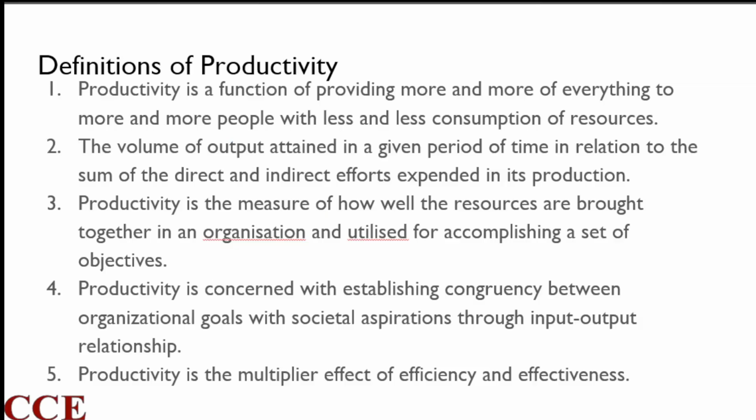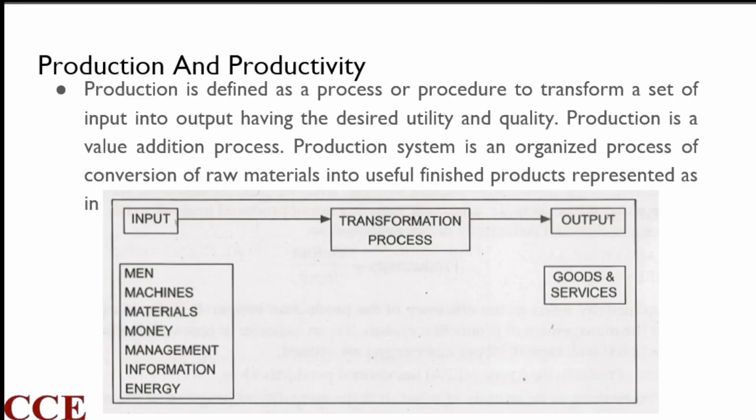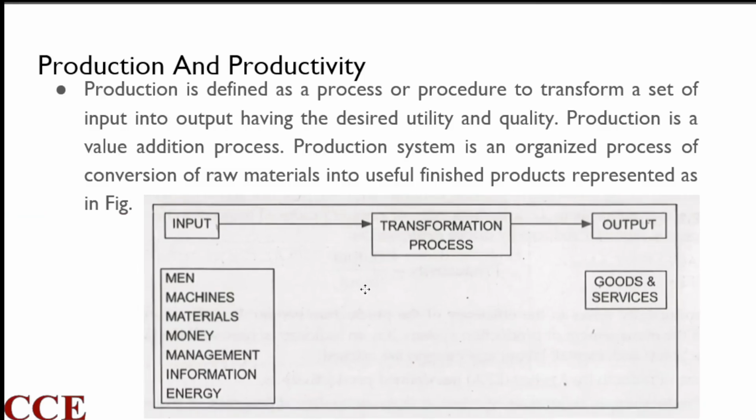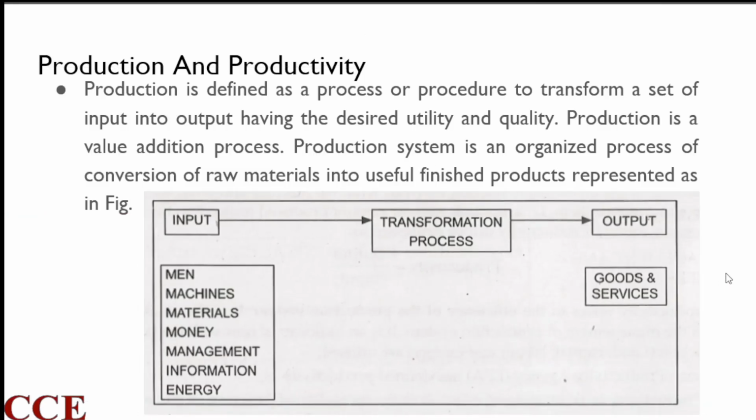Now, these are a few definitions related to productivity. This definition clears our concept related to production and productivity. These two things are different. Now, what is production? It is the process or procedure to transform a set of inputs into output, having the desired utility and quality. Production is a value addition process.